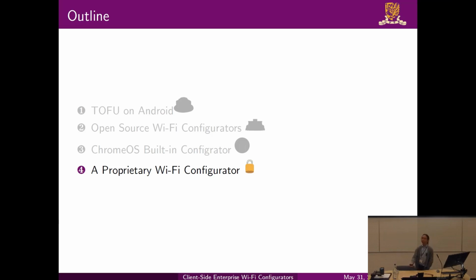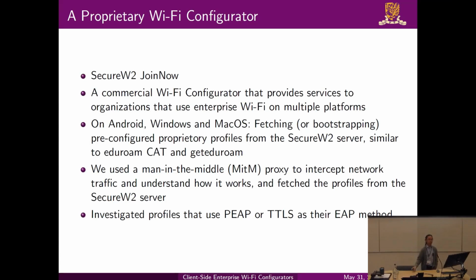Finally, we have also played around with a proprietary Wi-Fi configurator, SecureW2 JoinNow. It's similar to Eduroam in that it fetches or bootstraps a pre-configured profile, which you can then use for server authentication. In order to understand how the application works, we used a man-in-the-middle proxy to intercept it, and we have also tried to crawl some of the profiles to analyze. We mainly investigated profiles that use PAP or TTLS, because TLS is involved.